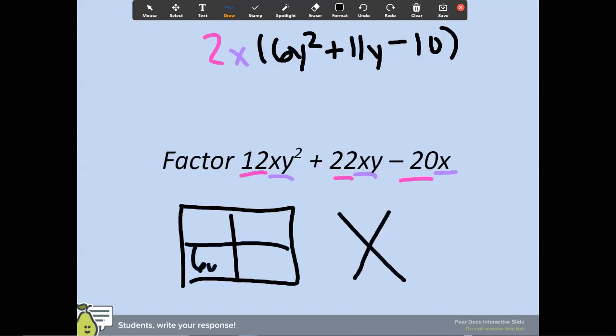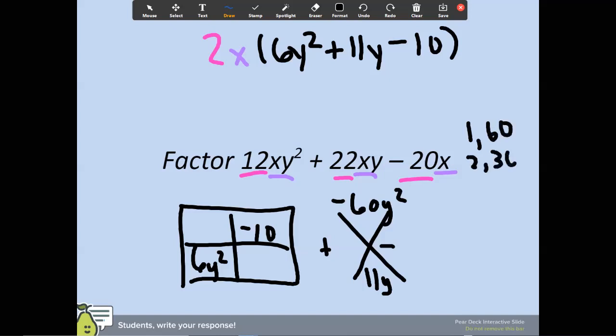I'm going to have a 6y squared and a negative 10, which gives me a negative 60y squared and an 11y. Now, first off, understand that since this is a negative, one of these is going to be positive, one of these is going to be negative, so we really want a difference of 11. This is going to be a 15 and a 4, but if you couldn't think of that, list in number order, a systematic way. 1 and 60, 2 and 30. What multiplies to 60? 3 and 10. Okay, none of those have a difference of 11.